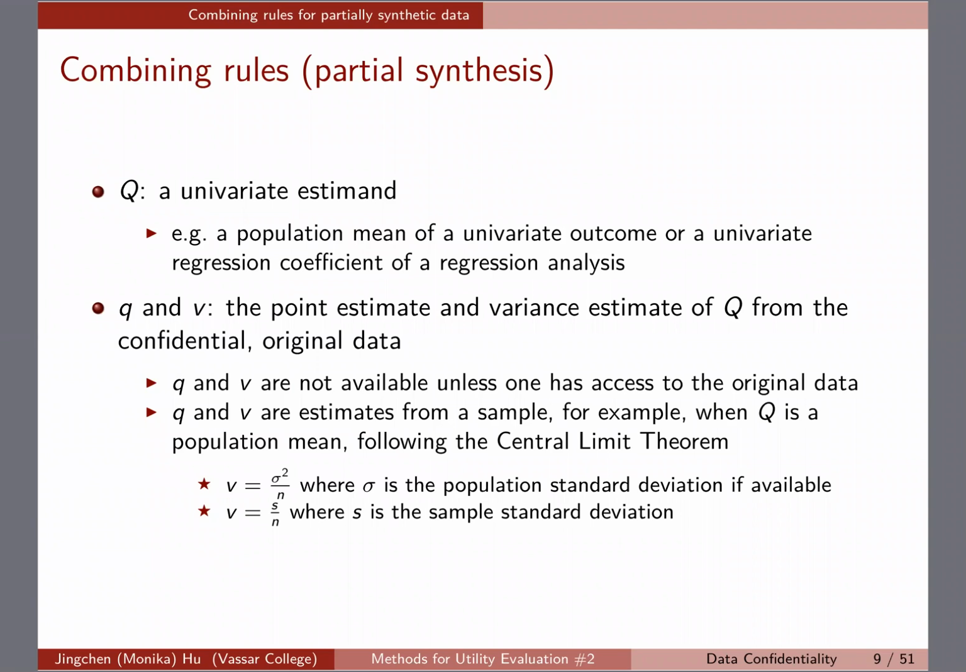So the combining rules. For a univariate estimate, we're going to use Q, and you can think of it as a population mean or a regression coefficient of a regression analysis if you're working with the continuous case. I think many of you already know this, so bear with me. I just want to talk through the basics so we are on the same page. Small q is the point estimate of the large Q from the original confidential data, and V is the variance estimate of Q.